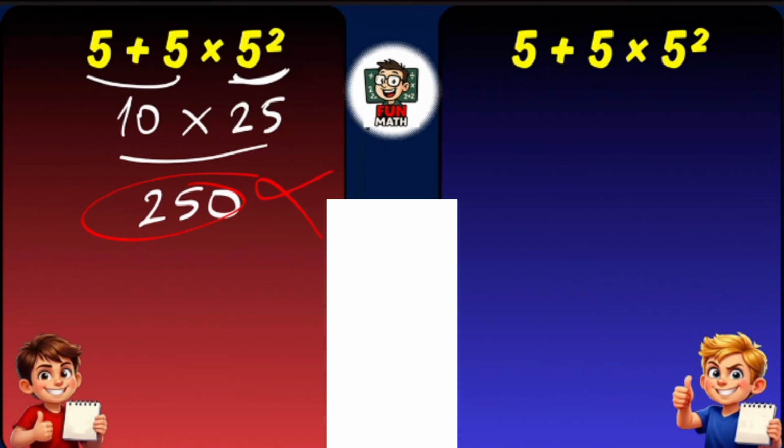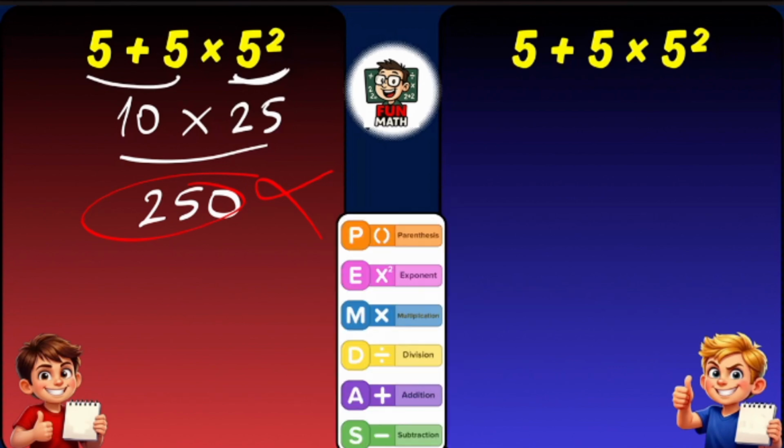Because when solving the problem, we should pay attention to the order of operations. The order of operations is coded as PEMDAS. P stands for parentheses, E stands for exponent, M stands for multiplication, D stands for division, A stands for addition, S stands for subtraction.